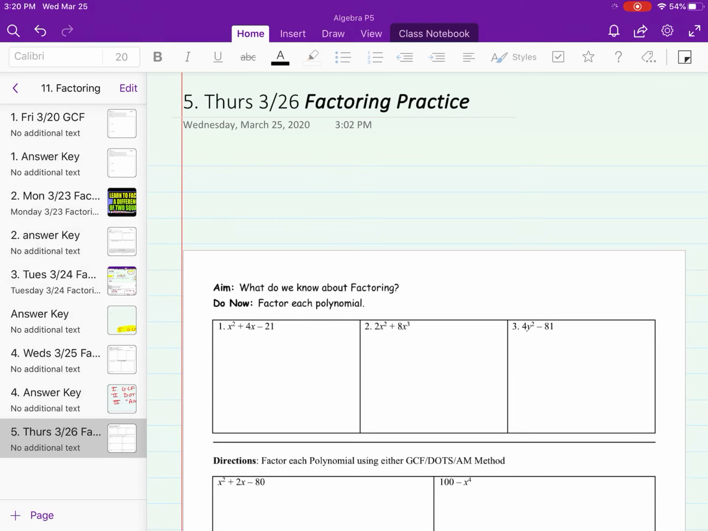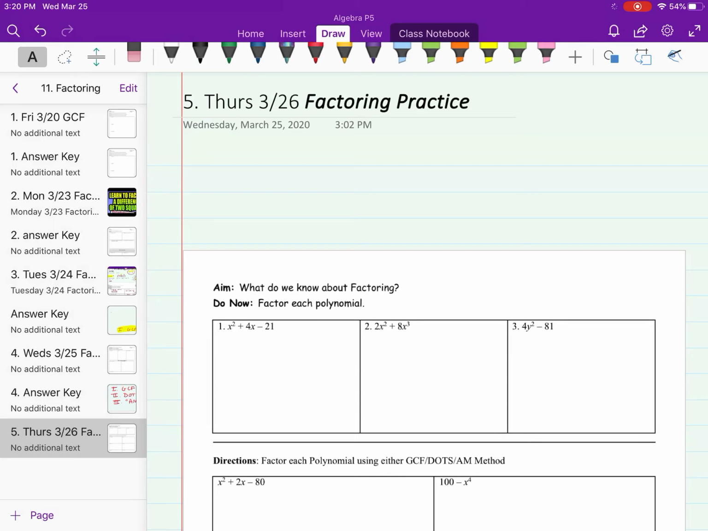Today's lesson is just going to go over the methods of factoring that we've done so far this week, dating back to last Friday. Last Friday, I taught you a method of factoring called greatest common factor, and that's always the first way that you should try.